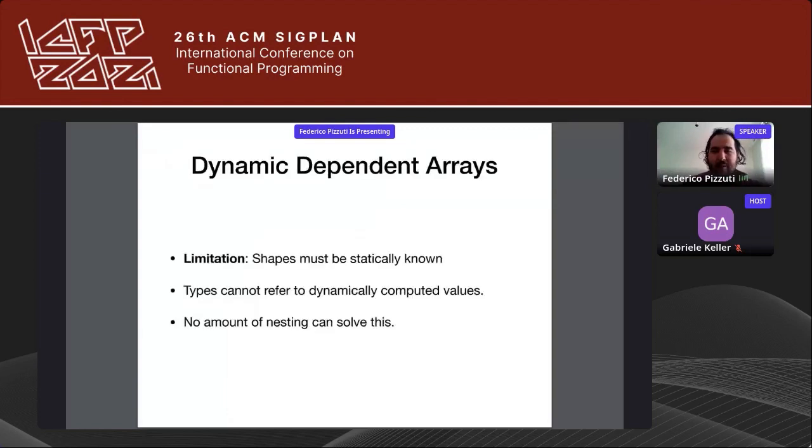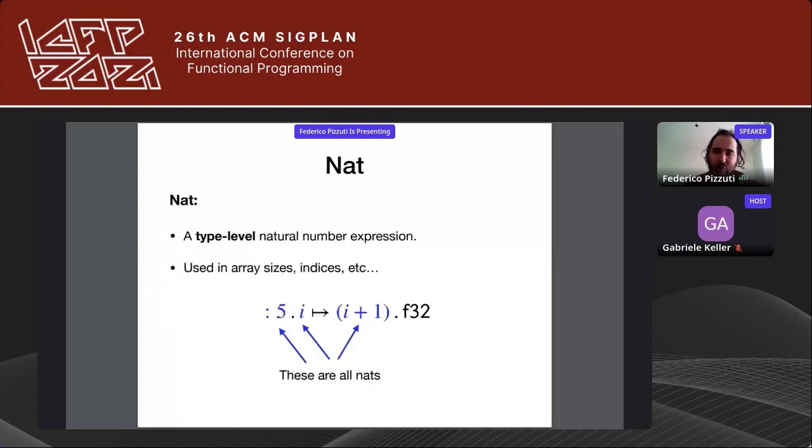So the problem here is that our position-dependent arrays cannot talk about values, cannot refer to other values. They can only play around with the index, but they cannot introduce dynamicity. Now, in order to introduce dynamicity, we need to introduce a new concept. So let's take a step back. So far, we talked about natural numbers, and we call them nats.